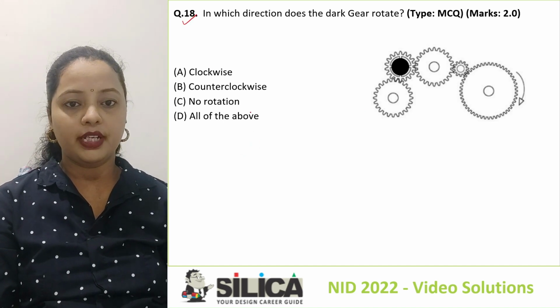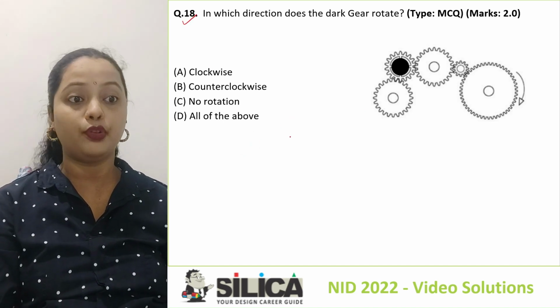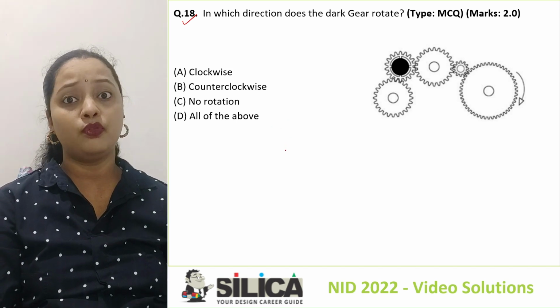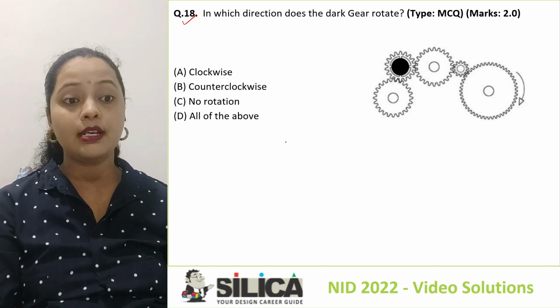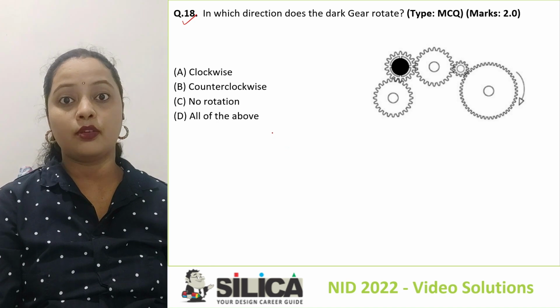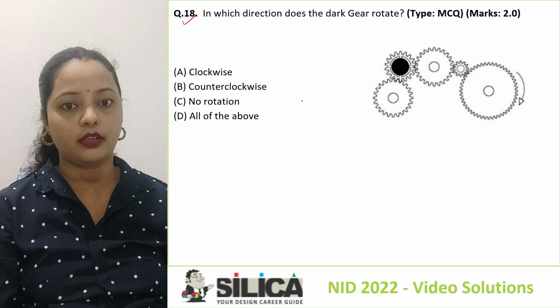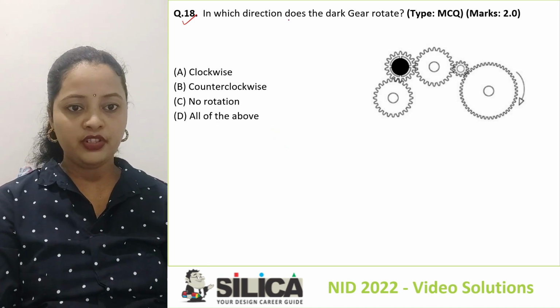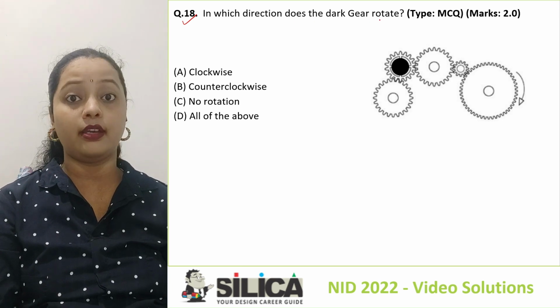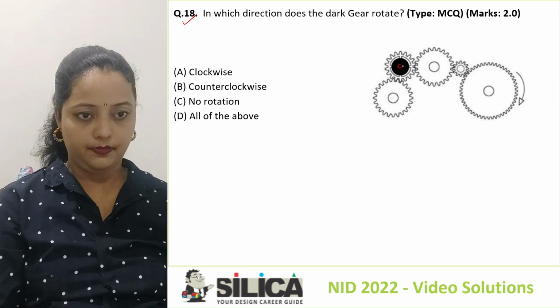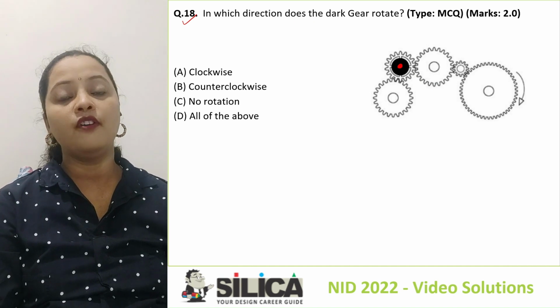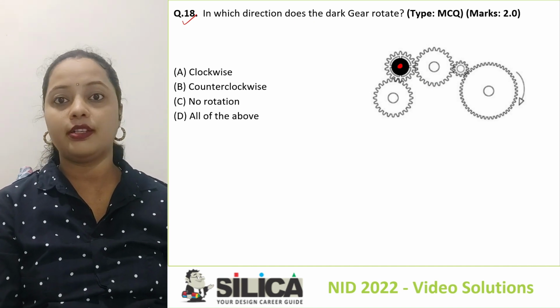This is question number 18, an MCQ question for 2 marks. It's an easy question. All you have to do is basically follow the instructions and go with option elimination with respect to the figure. So what does it say? In which direction does the dark gear rotate? That means this gear that is given, we'll have to find in which direction it is supposed to move.